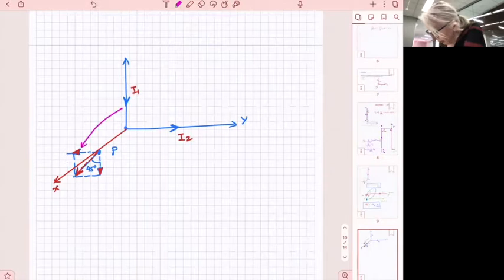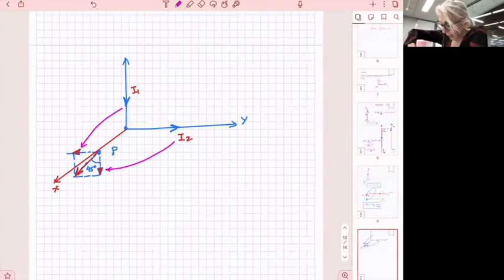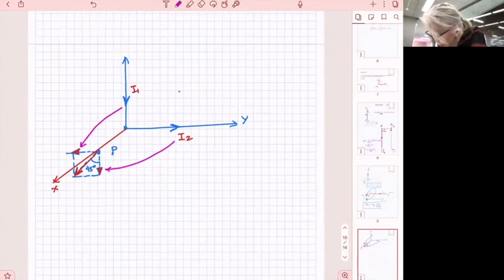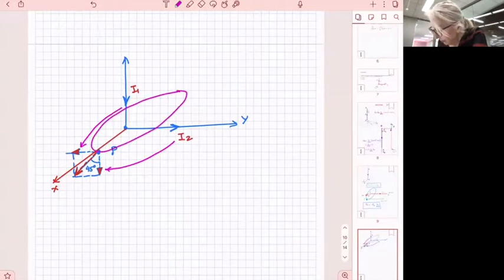And this one here is due to I2. All right. And I1 goes down, so it turns around. So this one is parallel to a loop that looks like this. All right. And this one, it looks like that, the loop goes, but because it's down, it goes to the negative Y.